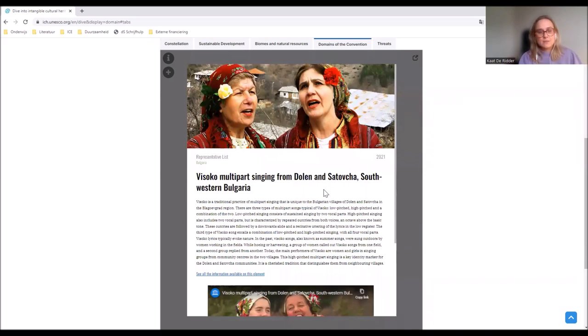In the past, these Visoko songs, also known as the summer songs, were sung outdoors by women working in the fields while harvesting, for example. And while doing that work, a group of women called out those Visoko songs from one field and a second group replied from another field.